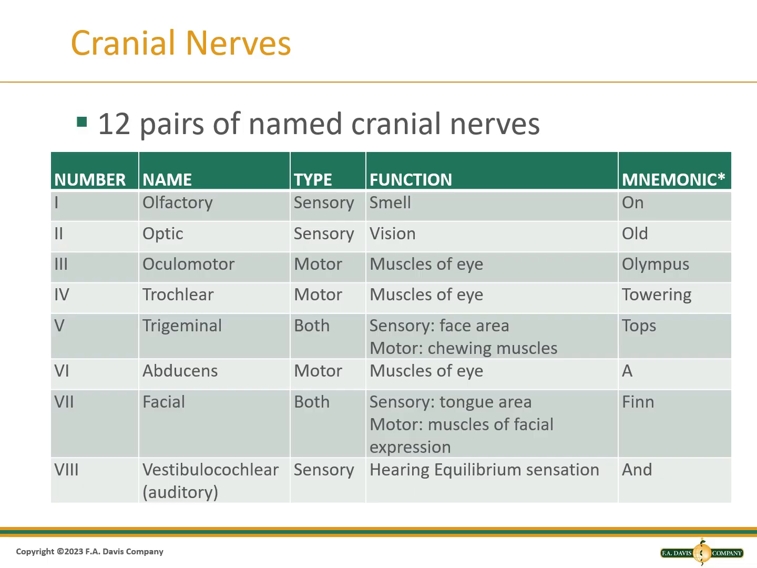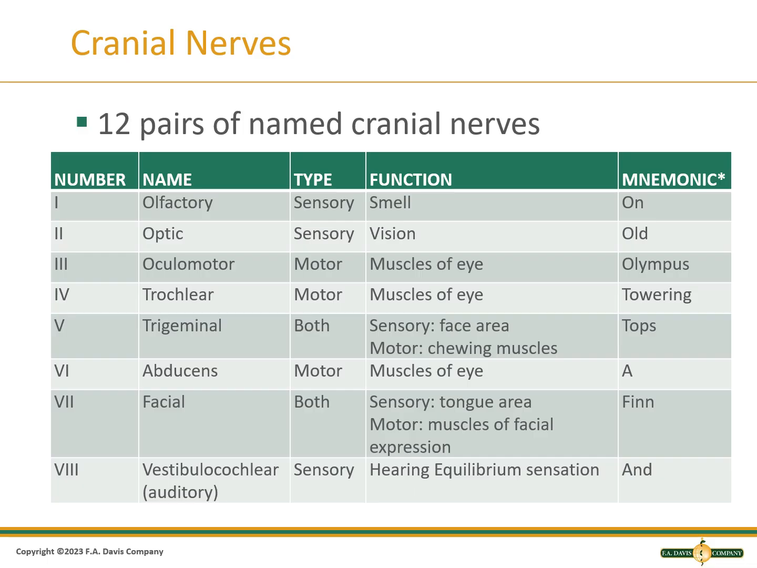So starting at the top here, we have cranial nerve 1, the olfactory nerve, which is a sensory nerve for smell. Cranial nerve 2 is the optic nerve, which is a sensory nerve for vision. Cranial nerve 3 is the oculomotor nerve, which is a motor nerve for movement of the eye. Cranial nerve 4 is the trochlear nerve, which is also a motor nerve for muscles of the eye.